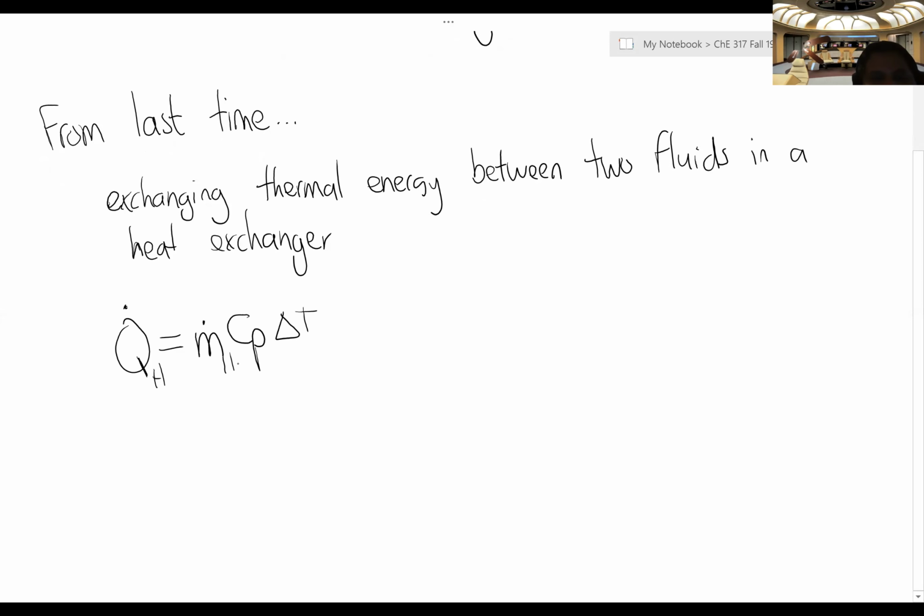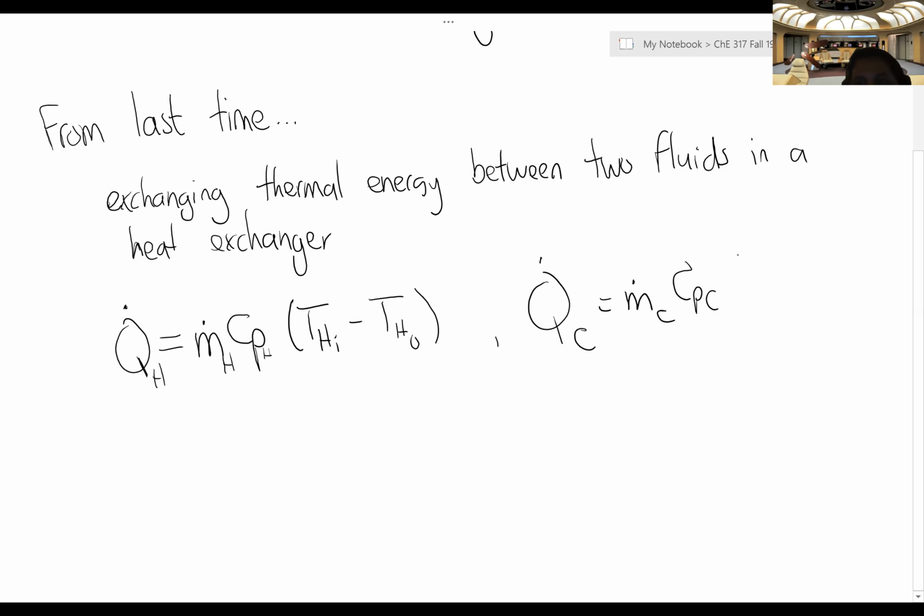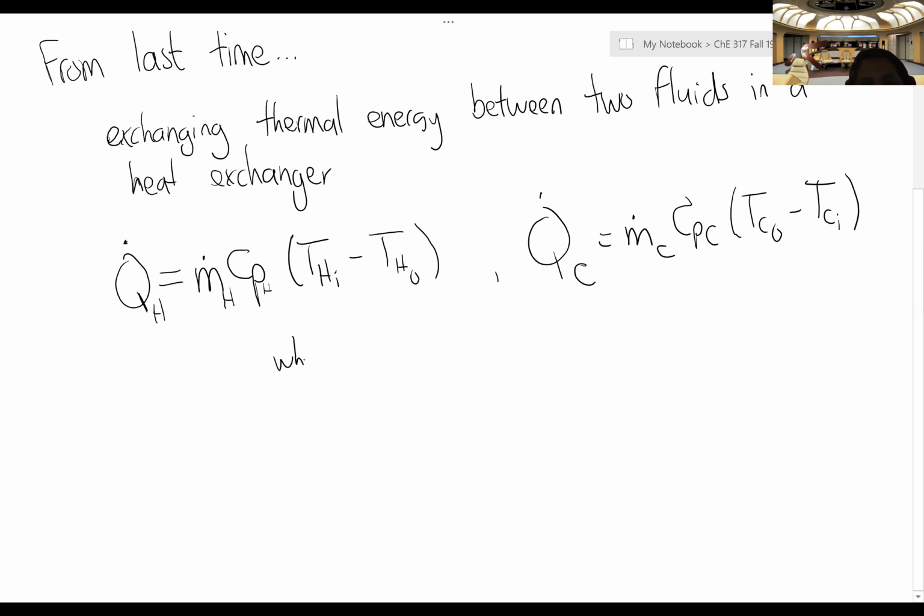So I can consider the heat transfer out of the hot fluid as the mass flow rate of the hot fluid, the heat capacity of the hot fluid, times the temperature of the hot fluid in minus the temperature of the hot fluid out. I can also state that heat transfer is also coming into the cold fluid. So m_c Cp_c, T cold out minus T cold in, where QH equals QC equals Q.